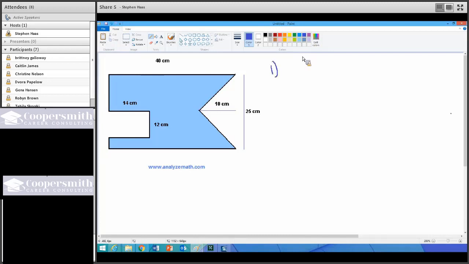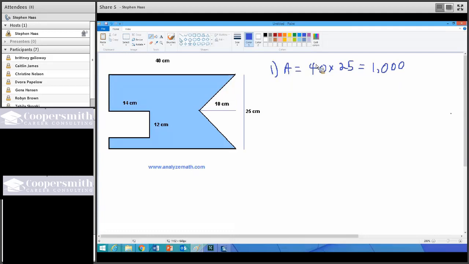Well, what shape is it? What shape is the whole thing? It's a rectangle, right? So the area of the rectangle is 40 times 25. Well, 40 times 25 should be 1,000, because 4 times 25 is 100, so 40 times 25 should be 1,000. So we've got 1,000 for the entire thing.